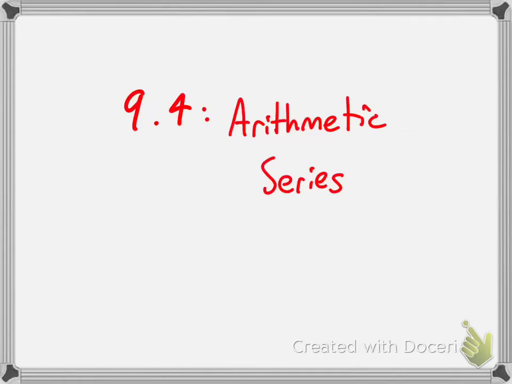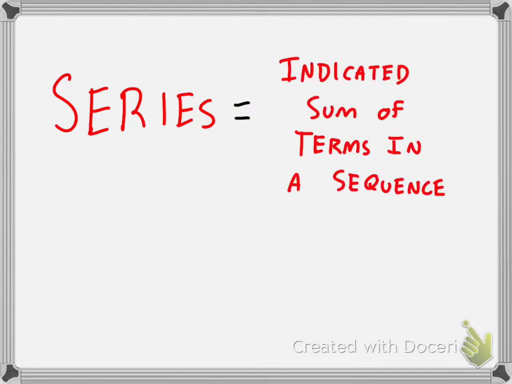In section 9.4, we're going to be talking about arithmetic series. A series, by definition, is an indicated sum of terms in a sequence. Basically, we're taking a sequence and adding up all the terms together. That's what a series is. And there are two different types of series: finite series and infinite series.